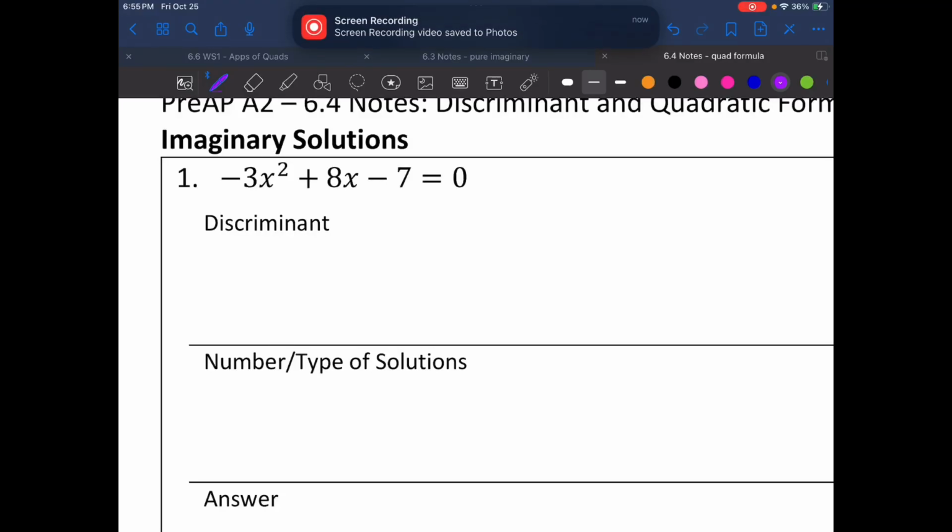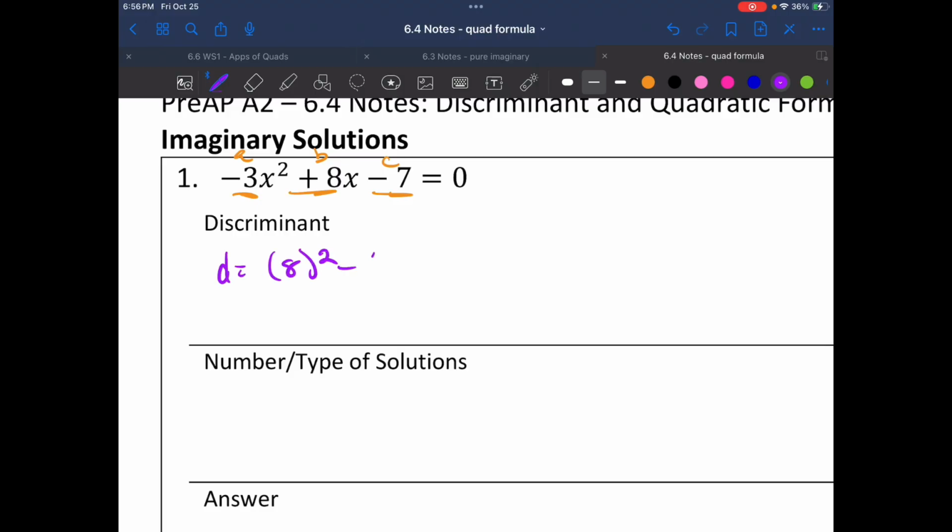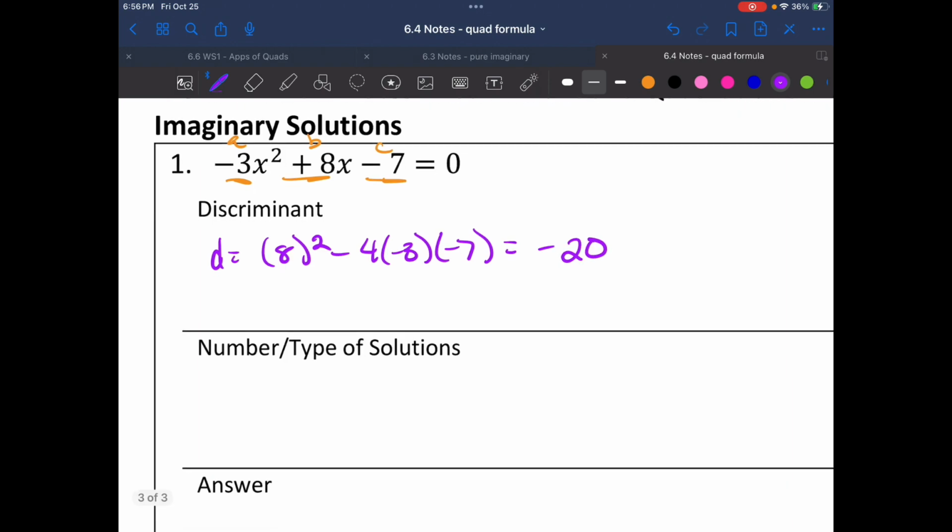All right, this one already equals 0, so that's fine. Identify A, B, and C. There's your A. There's your B. There's your C. All right, discriminant equals B squared minus 4AC. Negative 20. Not positive, so it automatically falls under the two imaginary solutions.